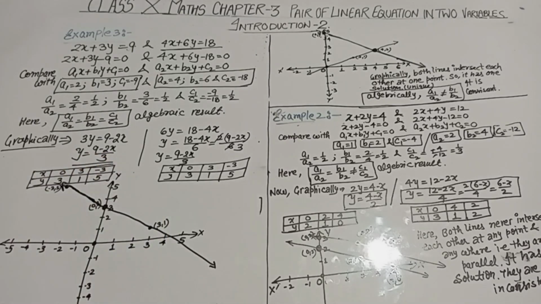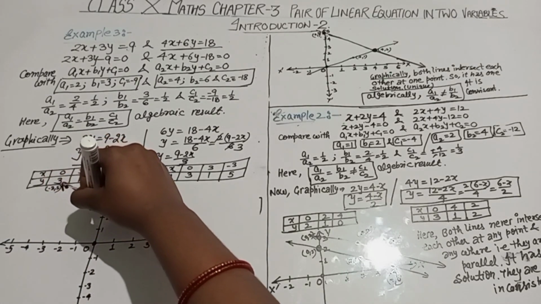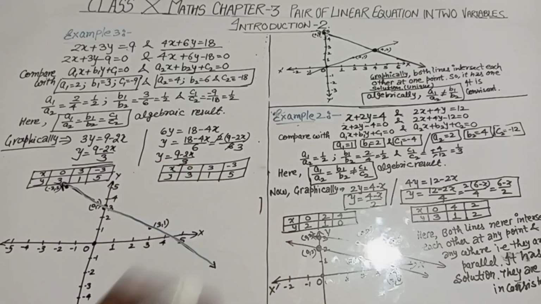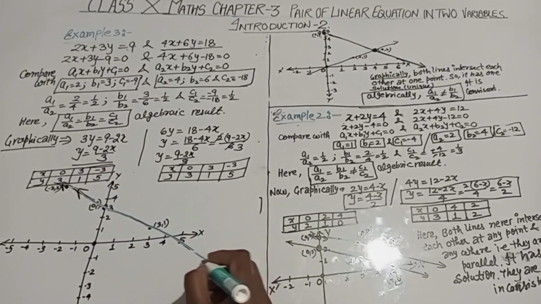So you will make it a dark portion. I will make it with the blue marker. So this blue marker is also going through this one. Okay. So here is the overlap. So they are overlapping each other.